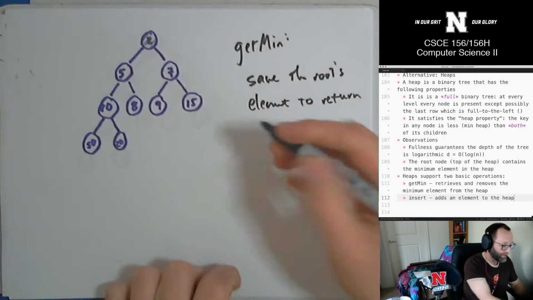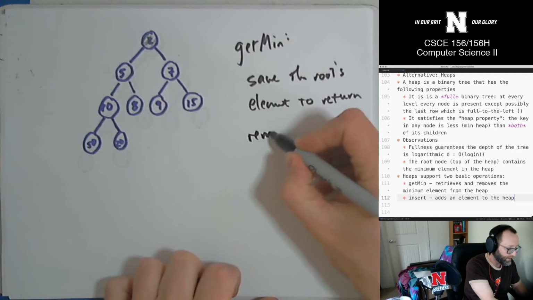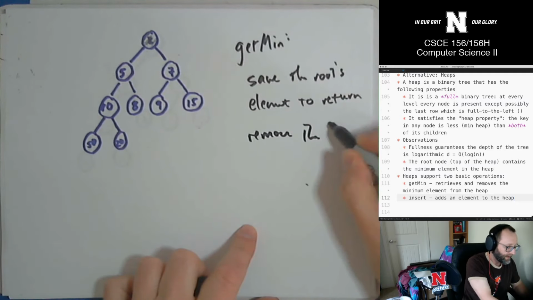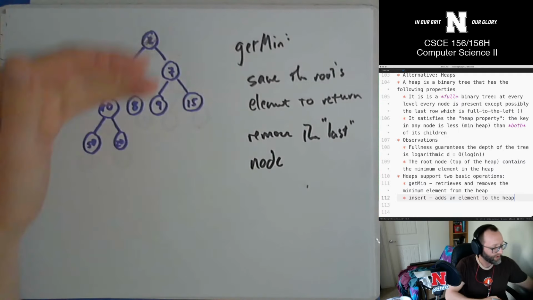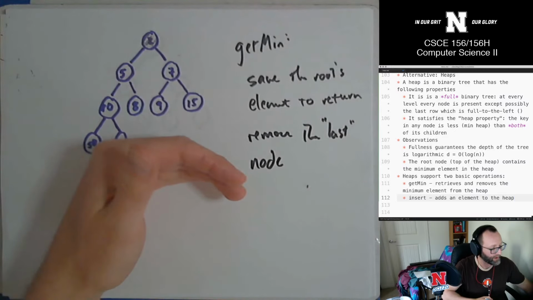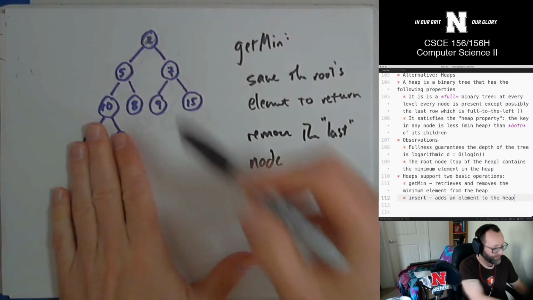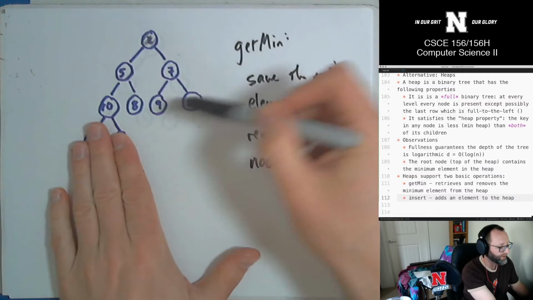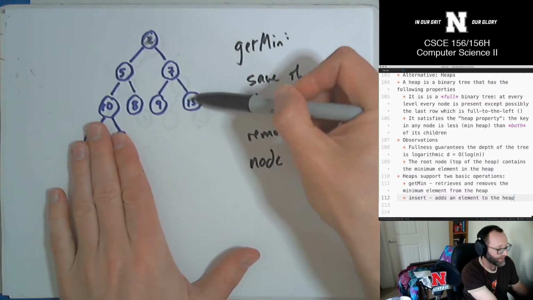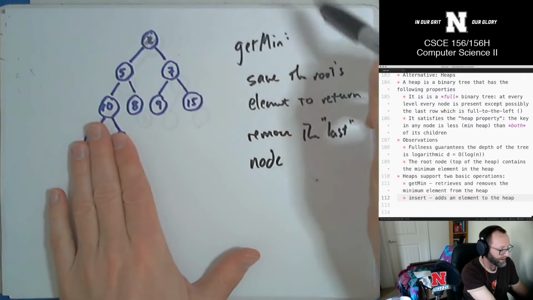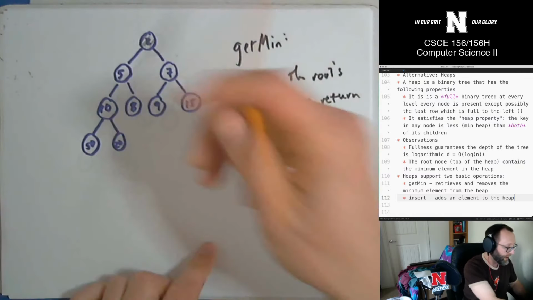So remove the last node. And again, by last, I mean the node at the deepest level all the way to the right. If we have only 1, 2, 3 levels here, then this would be the last level, and that would be the last node. Okay, in that level, all the way to the right. All right. So let's go ahead and do that.